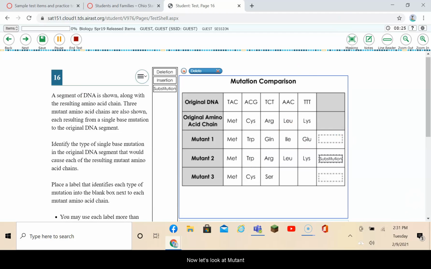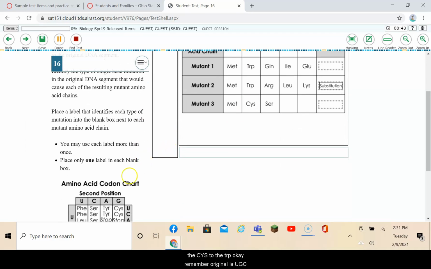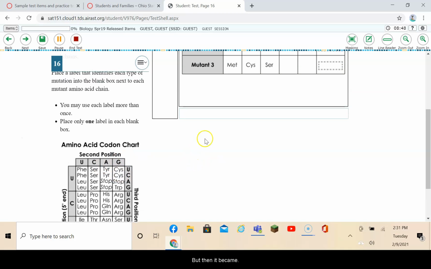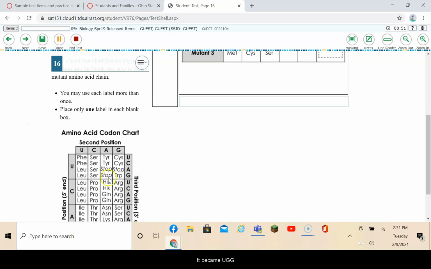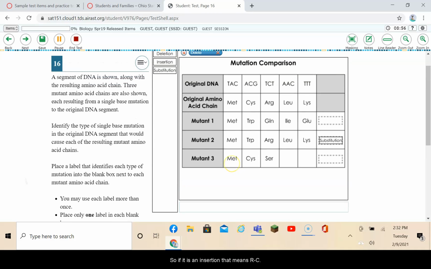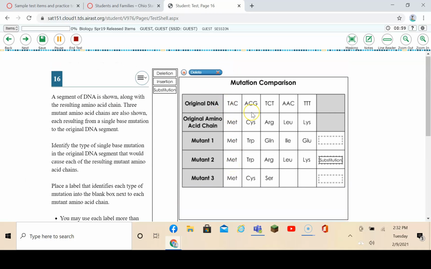Now let's look at mutant 1. Now in our instruction, it tells us that we have to use all of these at least once, just once. So here we go. Same thing here where this is changed from the CYS to the TRP, okay? Remember, our original is UGC, but then it became UGG.